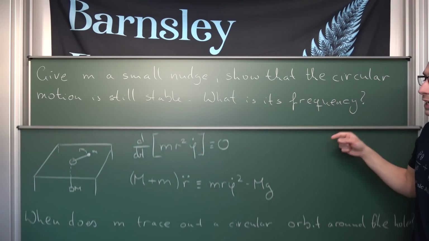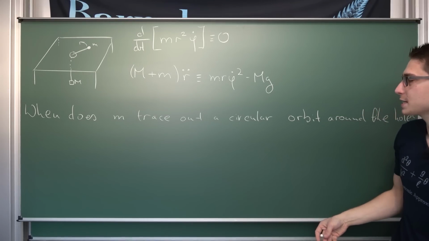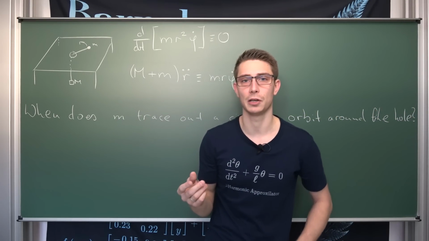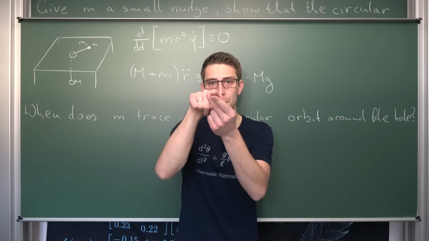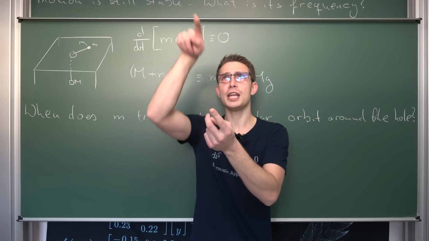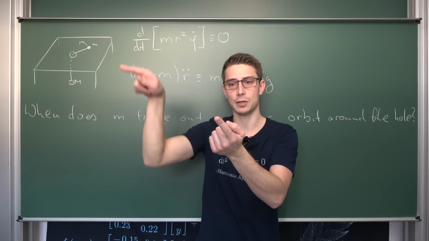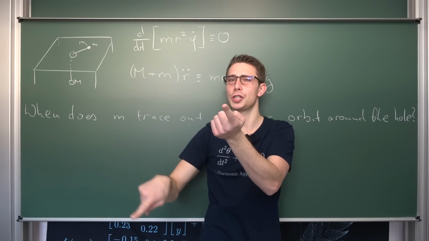So at first we are going to take a look at the first question. When does the small mass M trace out a circular orbit? Now what does it mean for something to have a circular orbit? Let's think back to the definition of a circle. Given a midpoint or center of the circle, each and every point on the outer arc is going to be the same distance away from the center. Meaning our radius is never going to change.